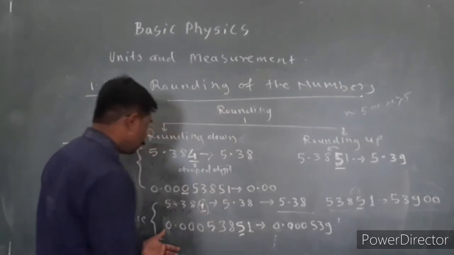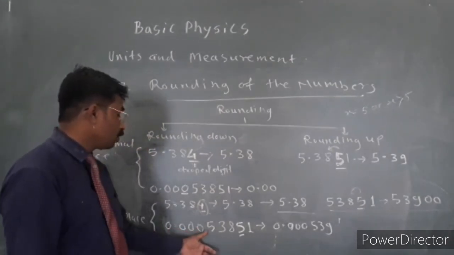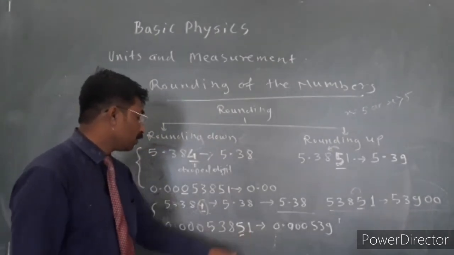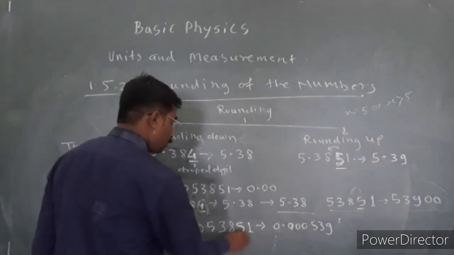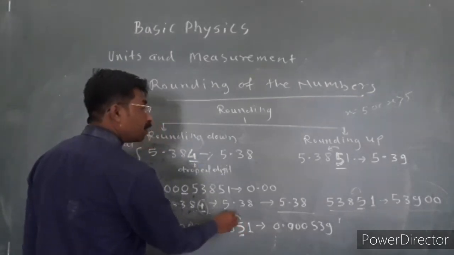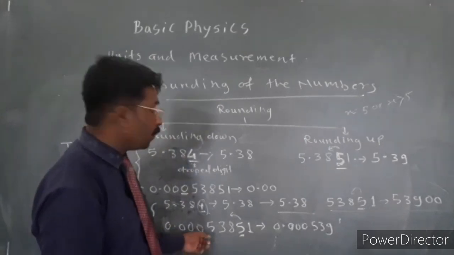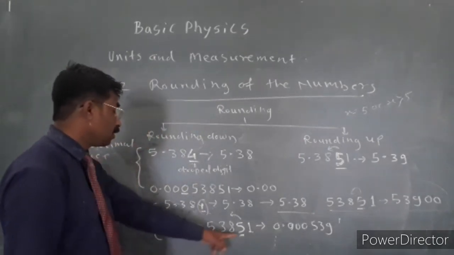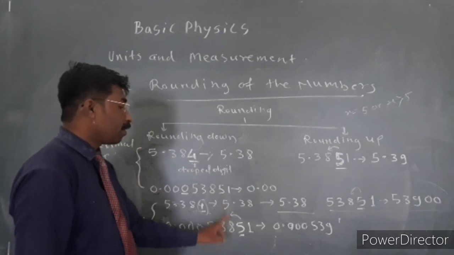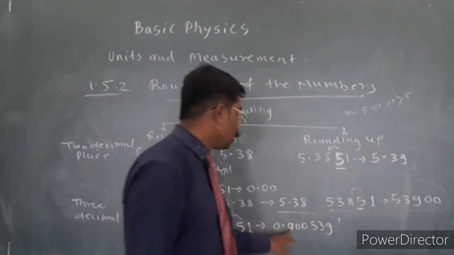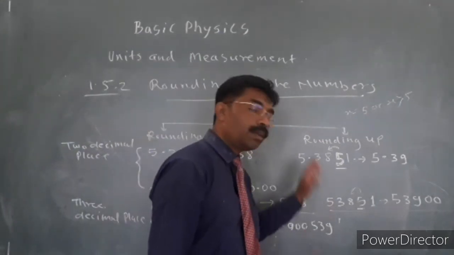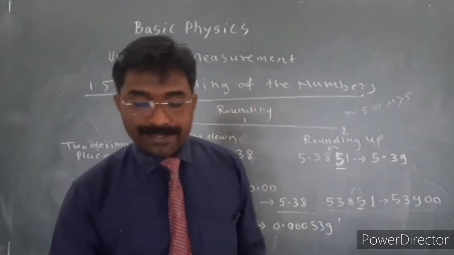So this is rounding down. Now 0.00538551. Here is a 5, so it will give an increment. Here is the rounding up method. 8 is incremented by 1, so I can write here 0.000539. That's all for today's lecture. Thank you.